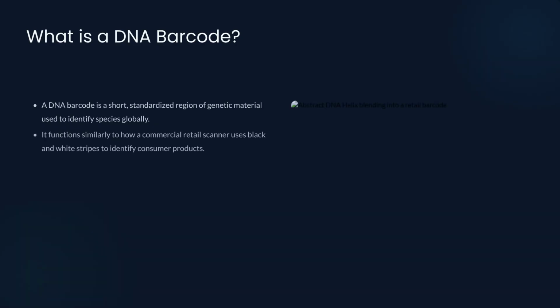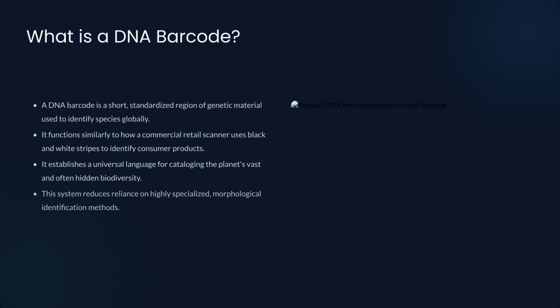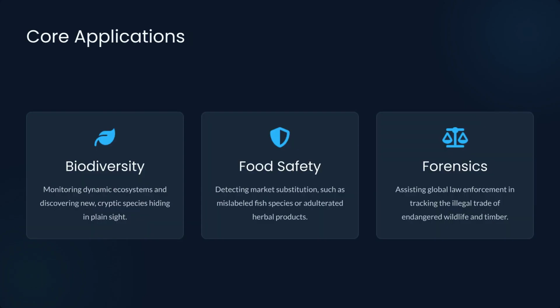It functions like a retail barcode and establishes a universal language for cataloging biodiversity, reducing reliance on specialized identification methods. DNA barcoding has core applications in biodiversity monitoring, ensuring food safety by detecting mislabeled products, and assisting global law enforcement with forensic tracking of illegal trade.